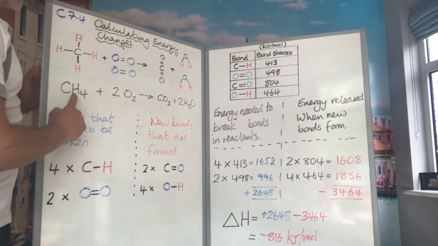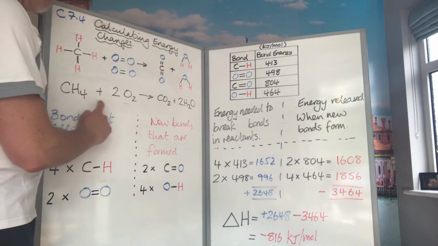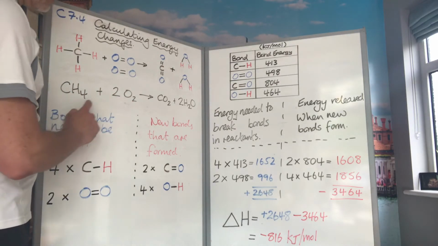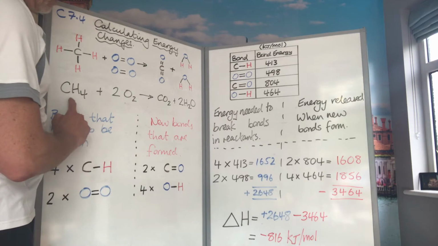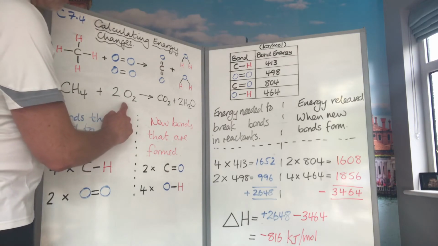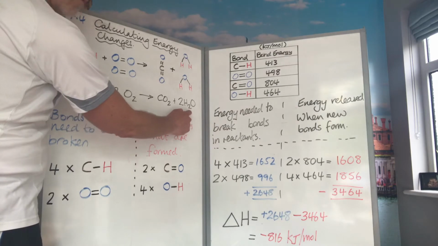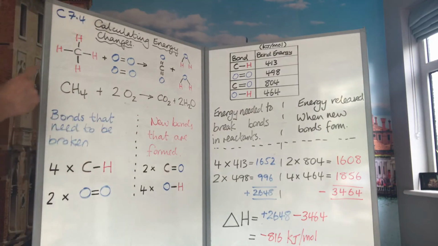If we write the equation, which is usually what you're given in the exam, and you may well be asked to balance it, you'll know that 1 mole of methane will react with 2 moles of oxygen to produce 1 mole of carbon dioxide and 2 moles of water. Okay? That's important when we come to draw this out.